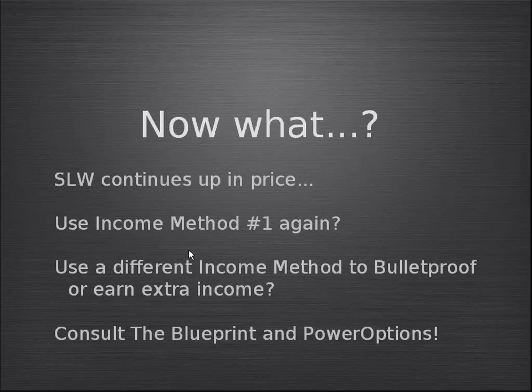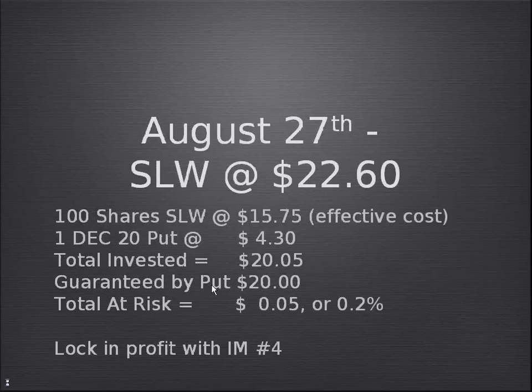All right, now what? Well, SLW continues to move up in price. Once it moved up, we use the power options tools to evaluate which income methods, what's going to happen with these different income methods. If I did income method number 1, I could simulate that trade. If I did income method number 4, I could simulate that to see if it matches my criteria, or even income method number 6, which we'll take a look at in a couple minutes. Okay, so we had decisions.